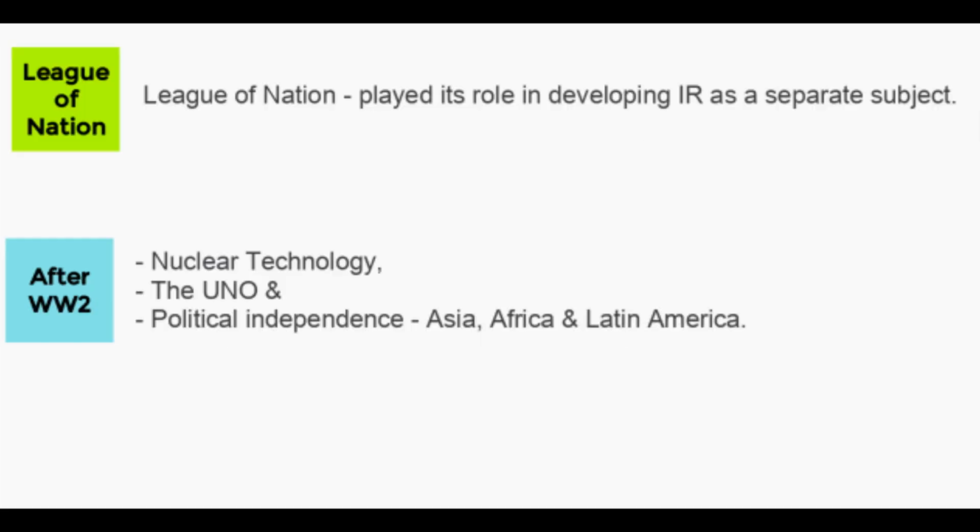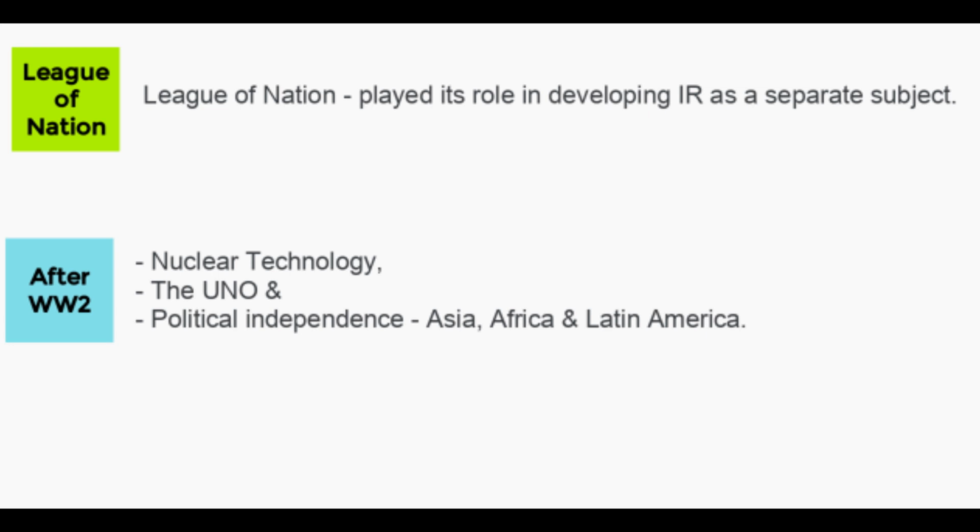Now moving forward, besides this, the League of Nations also played its role in developing IR as a separate subject. In fact, the League encouraged the study by its work as a forum of international discussion and by sponsoring a series of international studies conferences through its institutes of intellectual cooperation. So, to a large extent, after the First World War, the League of Nations played a very important role in developing IR as a separate subject, because the League promoted a forum for international discussion among various countries so that they avoid any future conflict or war.